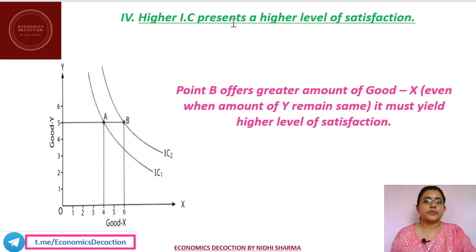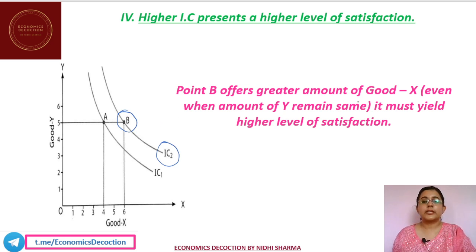A higher indifference curve represents a higher level of satisfaction. All right. So here we have IC1 and IC2. IC2 is a higher indifference curve and we have point B at IC2. So thus we can conclude that satisfaction at point B would be higher than satisfaction at point A, because point B is on a higher indifference curve, that is, it is on IC2.